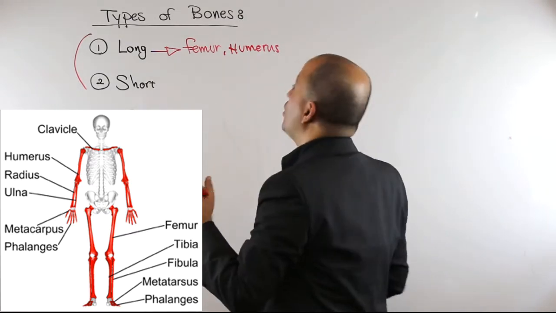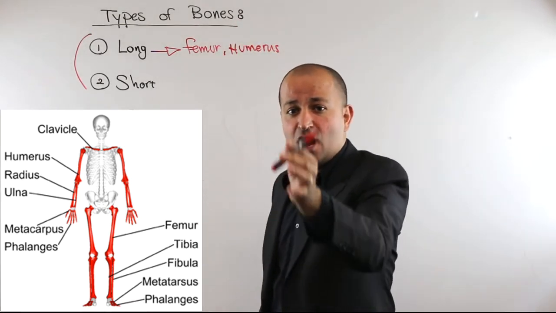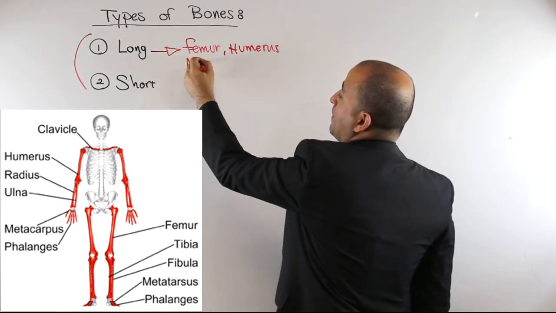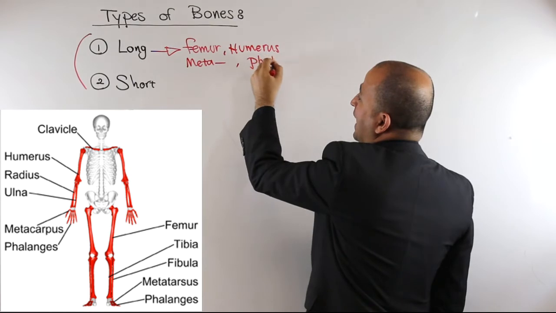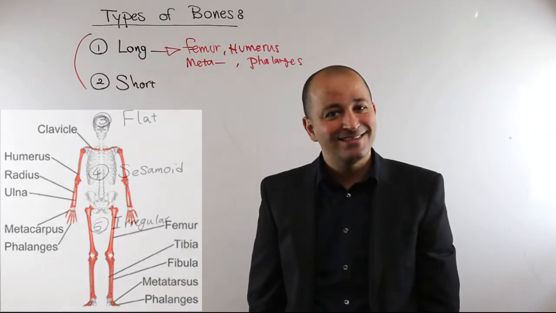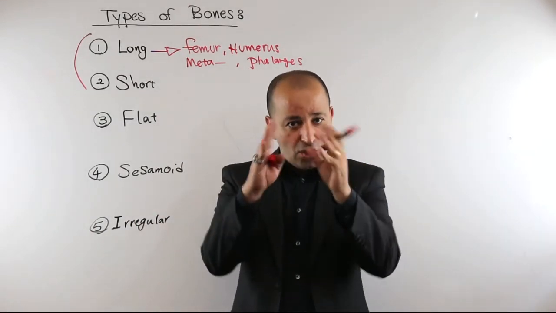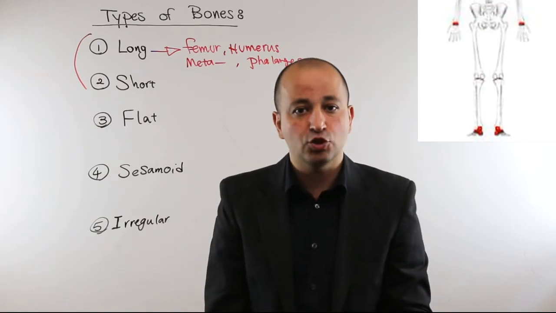So long bones, not only femur, humerus, radius, ulna, tibia, fibula, these are long bones. Also metacarpals, metatarsals, also phalanges. These are all long bones. Short bones, I told you the length and the width are almost the same. I just tell you to memorize 2 groups of bones as short bones.